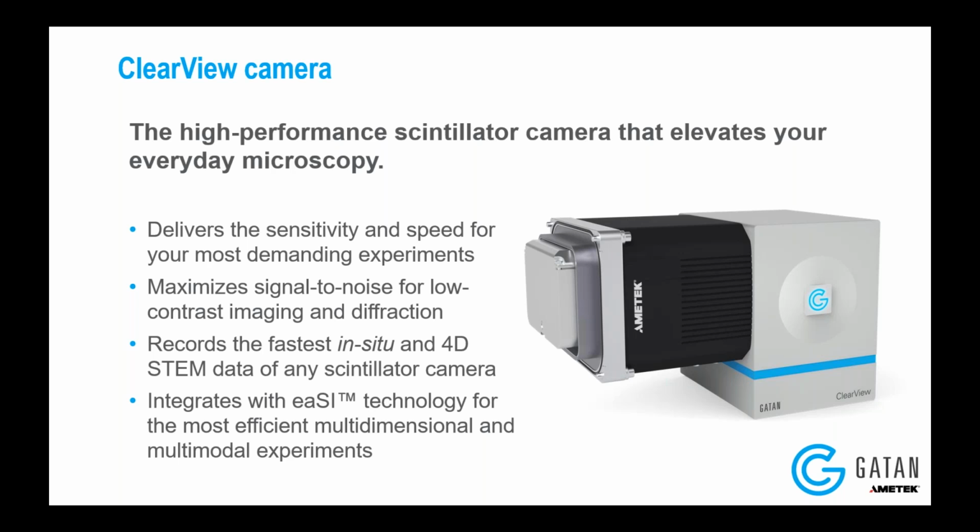There's new features both at the sensor level and in the software, DigitalMicrograph, that are implemented to help maximize signal to noise in the data that you acquire, especially for low contrast imaging or diffraction applications like selected area electron diffraction, looking at weak reflections and experiments like that. Its new sensor also helps record the fastest in situ data and 4D STEM data of any scintillator camera that's available currently on the market.